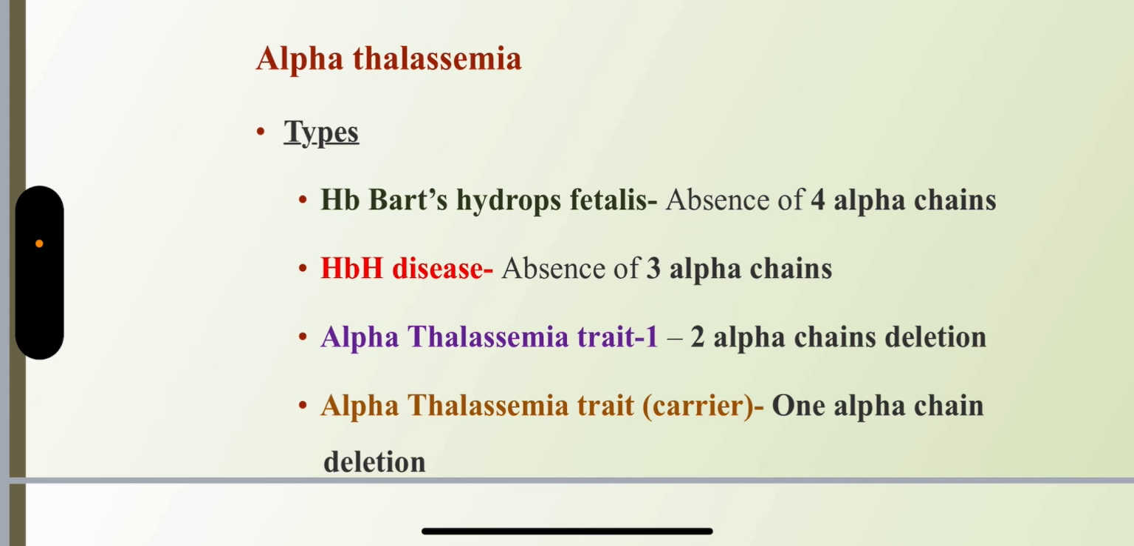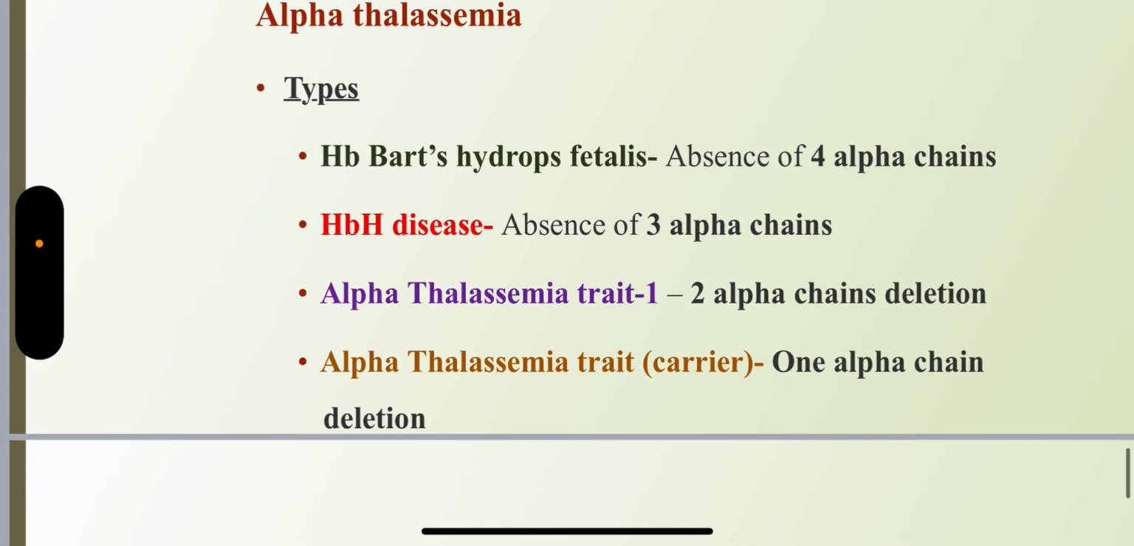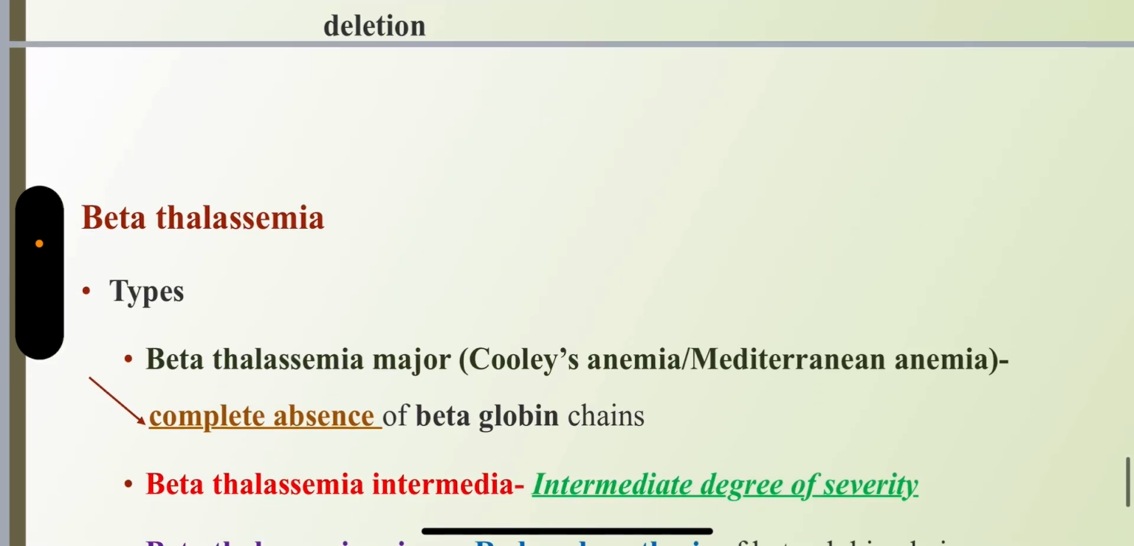Hemoglobin Bart's hydrops fetalis: there is complete absence of all the 4 alpha chains. HbH disease: there is absence of 3 alpha chains. Alpha thalassemia trait: 2 chains are present, 2 are deleted. Alpha thalassemia carrier stage: only 1 alpha chain is deleted, 3 are present.